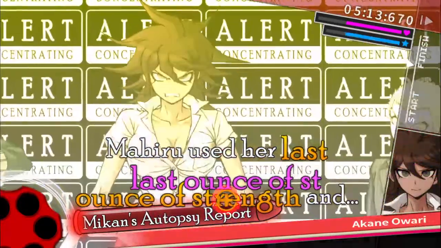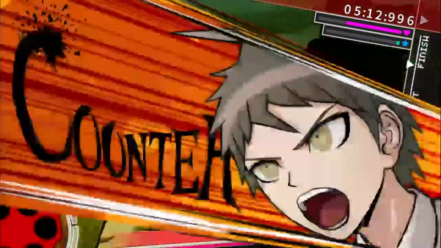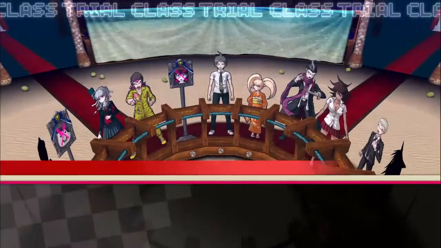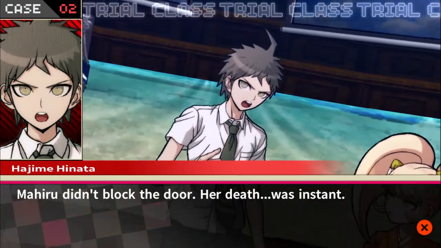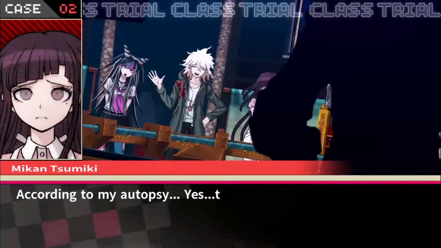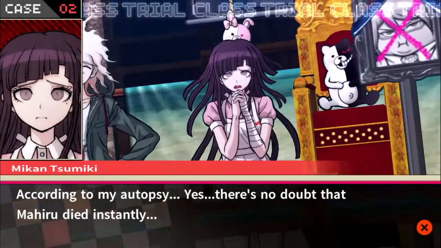Mahiru used her last ounce of strength and... No, that's wrong! Mahiru didn't block the door. Her death was instant. Instant death? According to my autopsy, yes, there's no doubt that Mahiru died instantly.